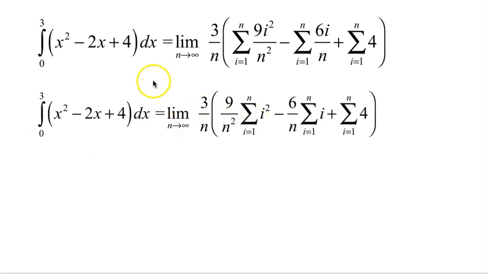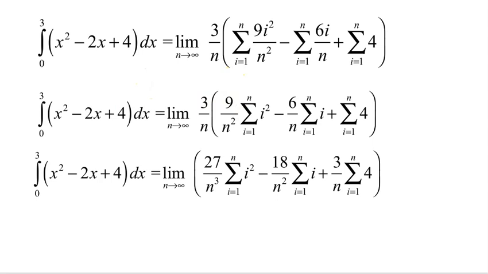And then we could multiply in that 3 over n. So notice 3 over n times 9 over n squared, 27 over n cubed. 3 over n times 6 over n is 18 over n squared. 3 over n times 1, 3 over n. Lots of algebra, yes. Now we need to know these rules. What is the sum as i goes from 1 to n of i squared? What is the sum as i goes from 1 to n of i? What is the sum as i goes from 1 to n of 4?